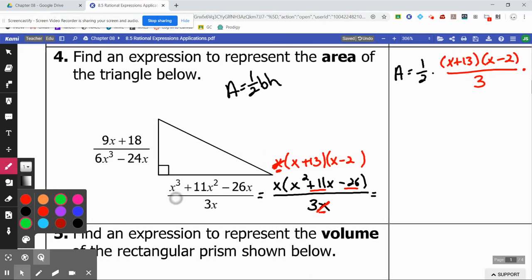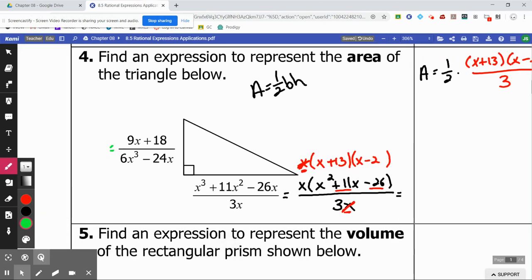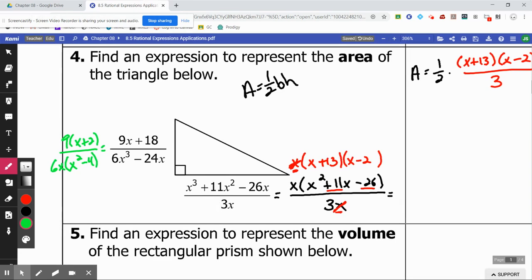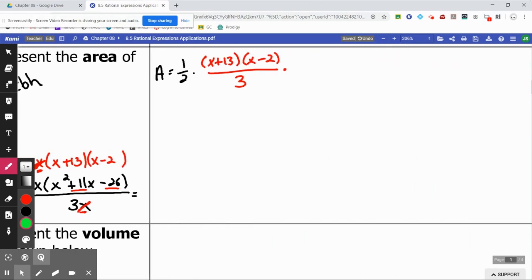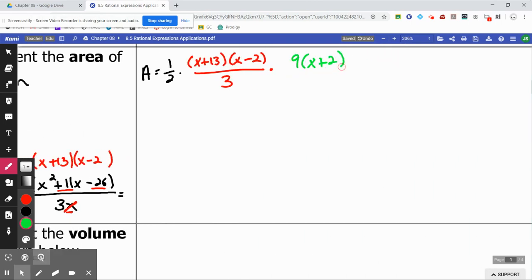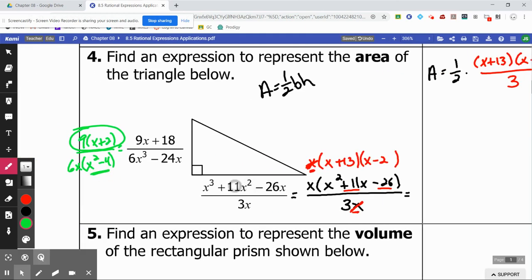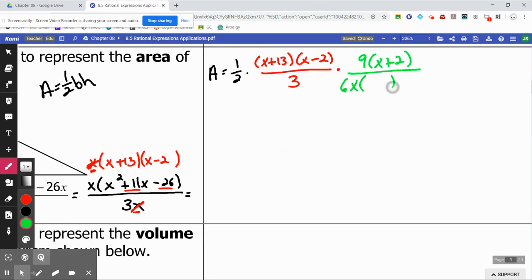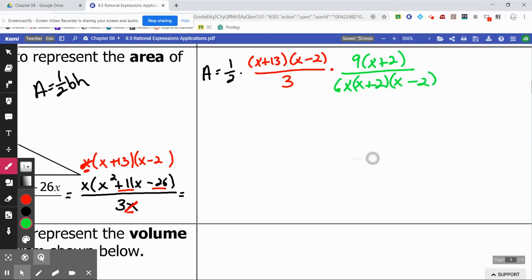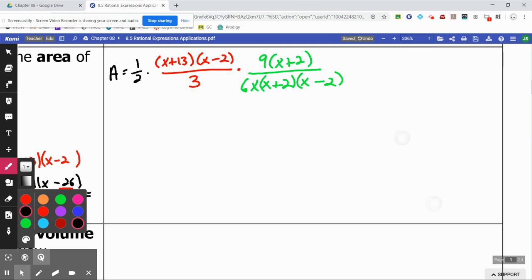Now let's go over here to our height. We can factor the top. We'll factor out the 9. We're left with an x plus 2. We factor a 6x out of the bottom, and you're left with x squared minus 4. So that's going to factor again, but I'm going to factor it as I write it down. So the top is 9 times x plus 2 over the bottom is 6x times x squared minus 4. This is difference of squares. So that's going to be 6x times conjugates, x times itself, and 2 times itself. So there's our expression. We've got 3 things being multiplied together here.